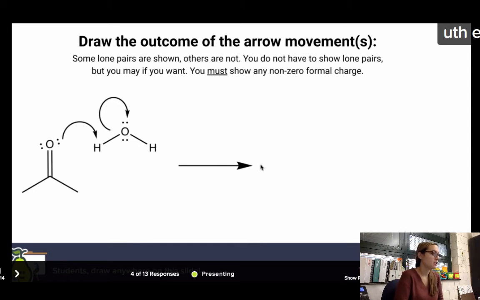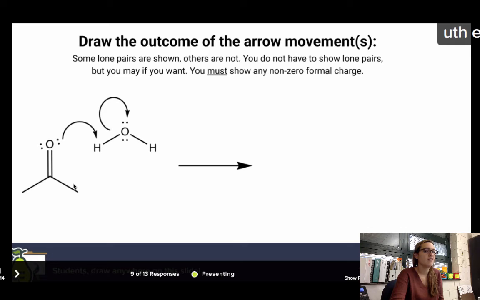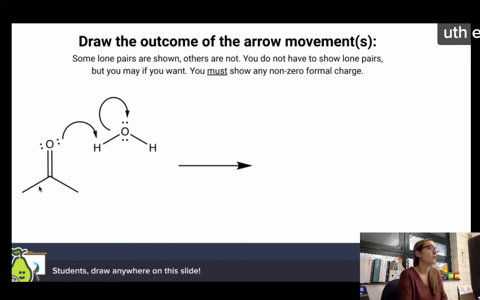And then pay attention to formal charge. You're going to have two formal charges. Notice we're not affecting any of those carbons. None of these carbons are being affected. So that means that your formal charges are going to be on the oxygens.